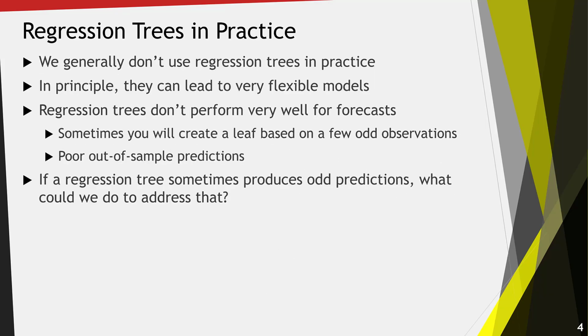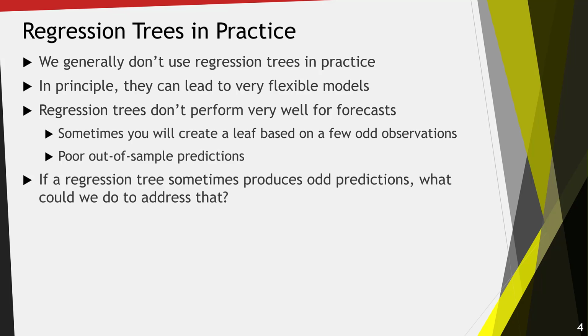You should also remember that we don't generally use regression trees in practice. In principle, they can lead to very flexible models. But in practice, regression trees don't perform very well for forecasts. What happens is you sometimes will create a leaf based on very few odd observations in your data, and that leads to poor out-of-sample predictions.